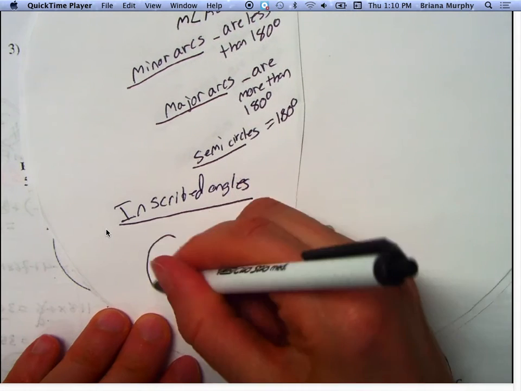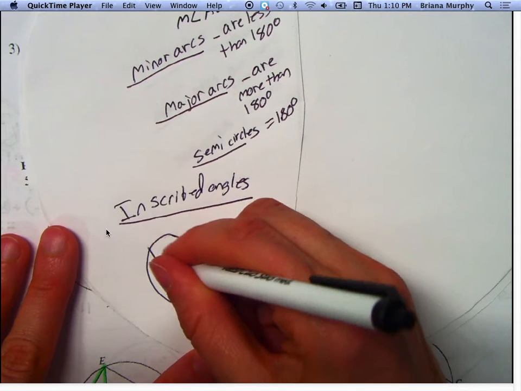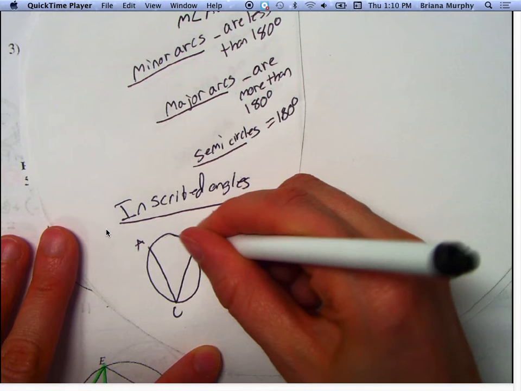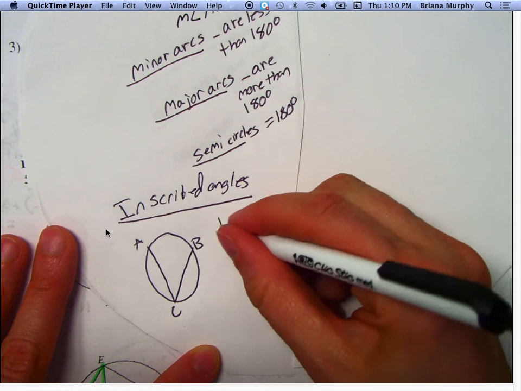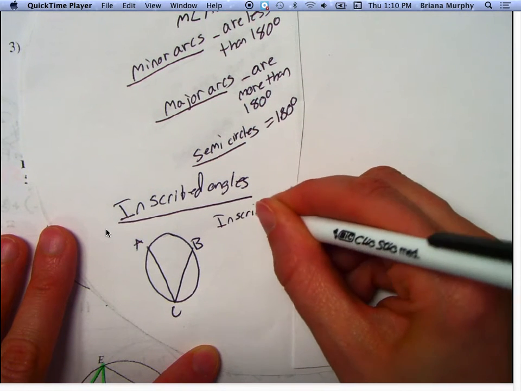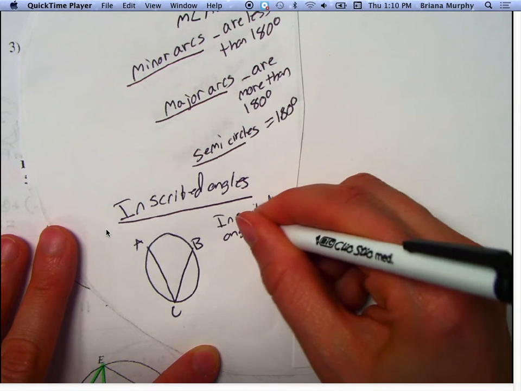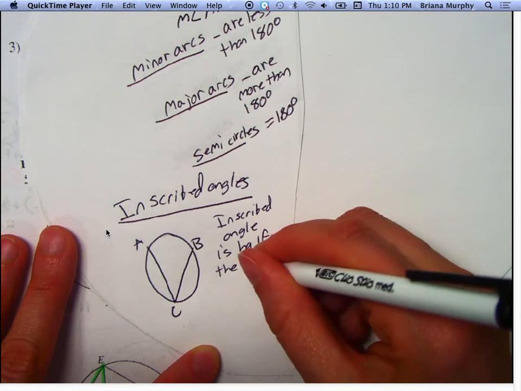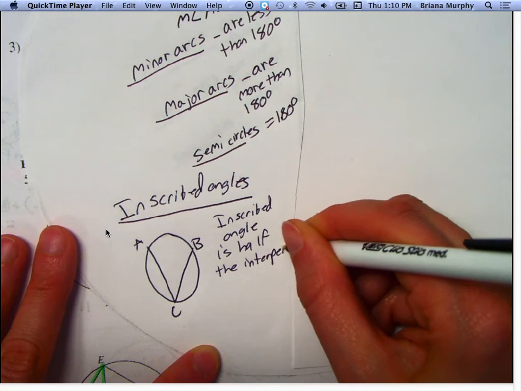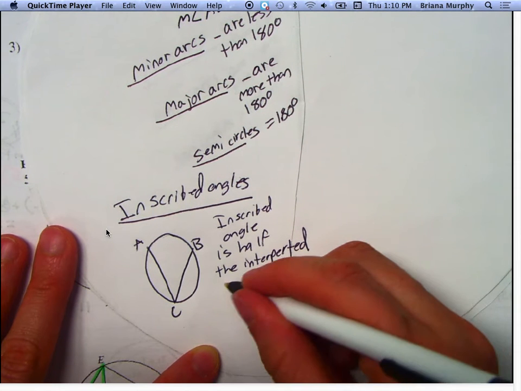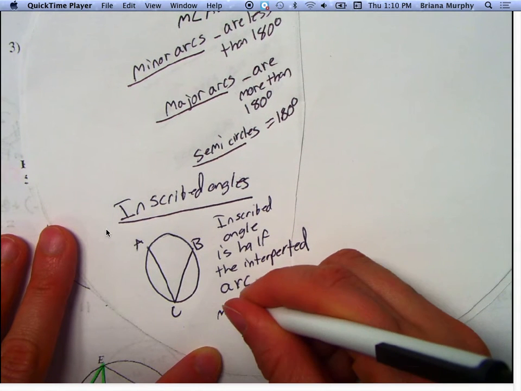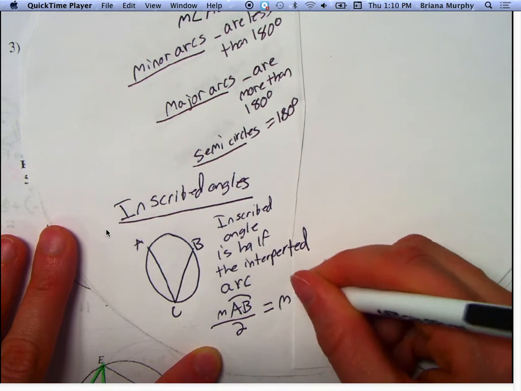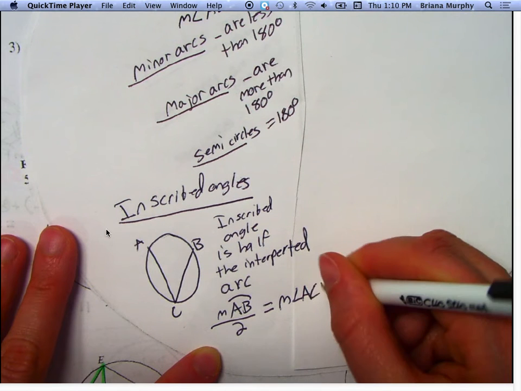Okay? So here's my circle. We've got A, C, and B. I'm just mixing it up. Okay? An inscribed angle is half the arc. The intercepted arc. I don't know if that's spelled right, sorry. The measure of arc AB divided by 2 equals the measure of angle ACB.